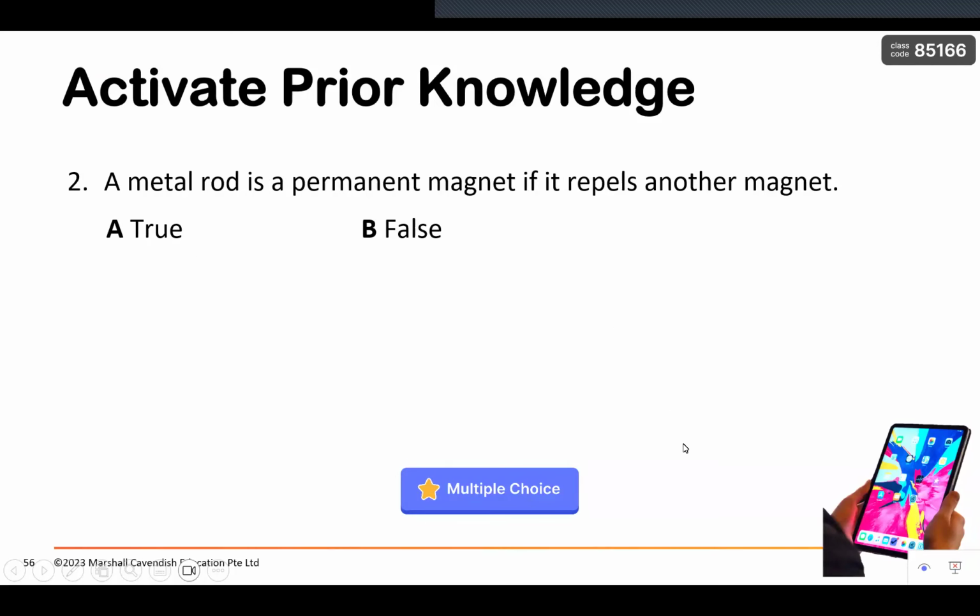Next question. A metal rod is a permanent magnet if it repels another magnet. The answer is true because only magnets will repel another magnet. Okay, so repulsion is a test for magnetism.